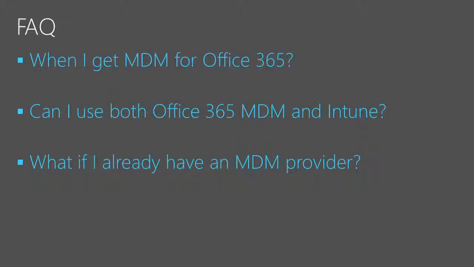And what if I already have an MDM provider? If you've already got AirWatch or MobileIron, a device can only have one MDM provider installed on it. So if you want to turn on MDM policies for those users, they would have to unenroll the devices from AirWatch or MobileIron and re-enroll them in Intune. The reason is that when the conditional access check runs for that user, it will never say they're compliant until an Intune agent tells the Intune service that the device is compliant. So right now you would have to unenroll those users and re-enroll them for MDM for Office 365 to work.